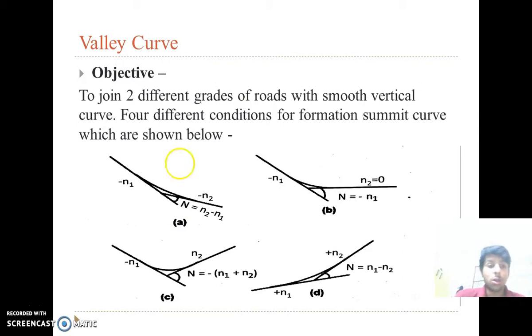Now comes the valley curves. As we have seen in the summit curve, we are providing for the 4 different conditions. Here in the valley curve we have similar 4 kinds of conditions, like when the steeper gradient meets less steeper gradient, when the steeper gradient meets horizontal gradient, when the decreasing gradient meets rising gradient, when the increasing gradient meets more increasing gradient. Then the shape of curve is valley curve.